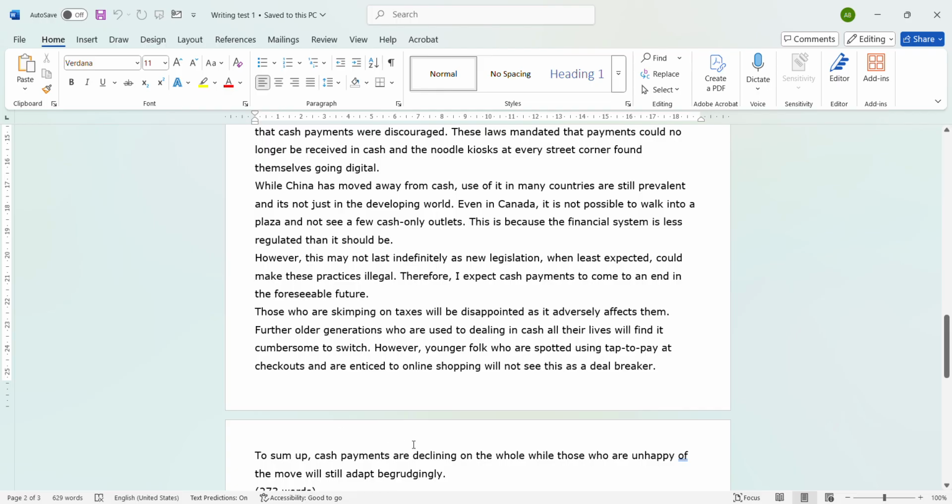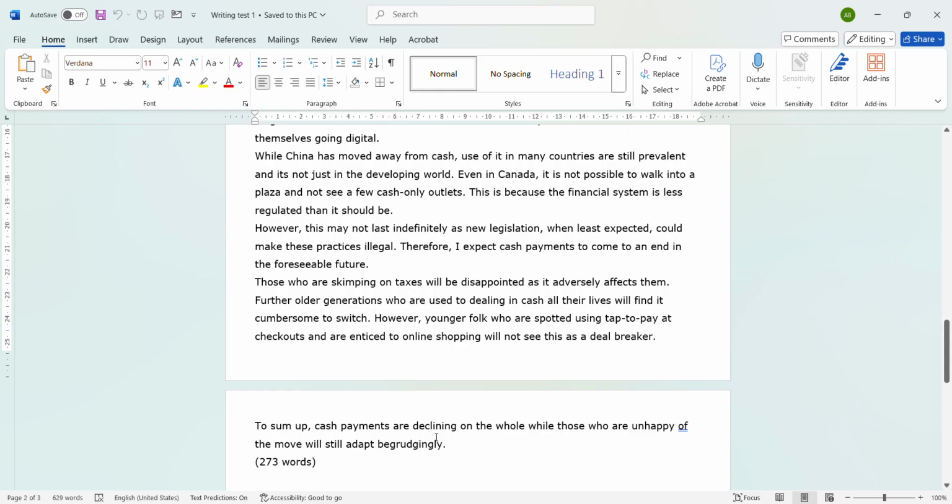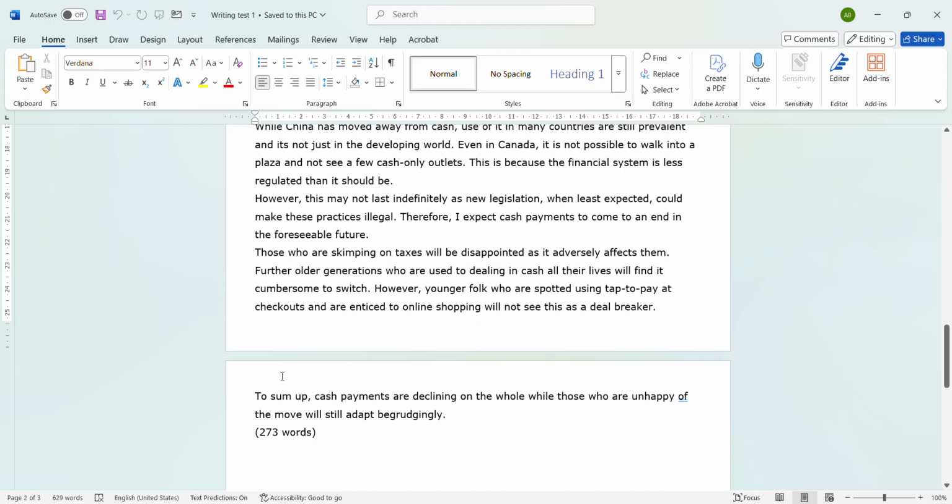However, younger folk who are spotted using tap to pay at checkouts and are enticed by online shopping, those people who are used to or affiliated with online shopping more, for them this will not be a deal breaker. So here, once again, I'm giving the reasons. Despite the number of people who are not willing to give up cash, there is always a growing number of people who are switching over to other forms of payment.